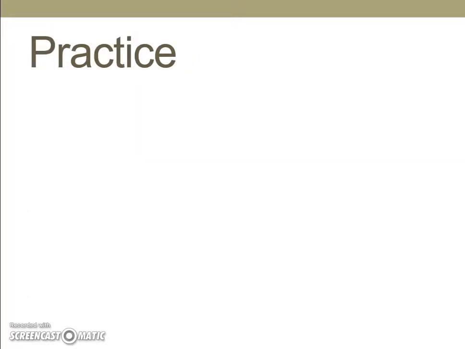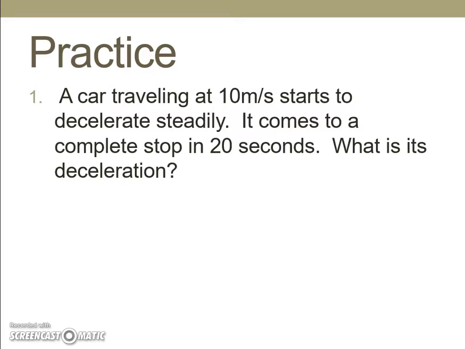Now let's go ahead and walk through a practice problem. We have a car traveling at 10 meters per second. It starts to decelerate steadily. It comes to a stop in 20 seconds. What is its deceleration? Now, because we are decelerating, acceleration is going to be negative. So we're starting at 10 and we're going to 0. So when you write this out, you're going to have 0 minus 10 in the numerator, and then you're going to divide by 20. So what is negative 10 divided by 20? You should get negative 1/2, or negative 0.5. And that's meters per second squared.